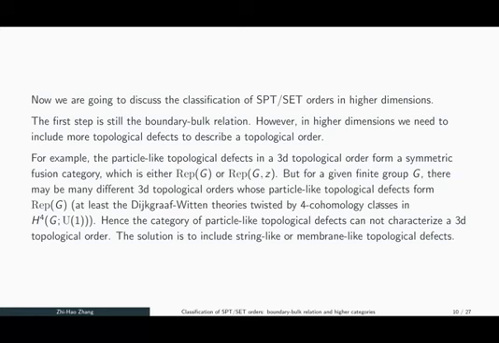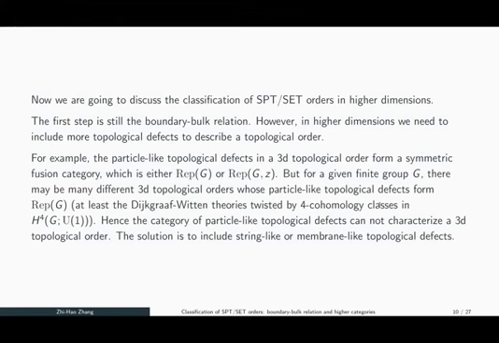And it must be rep-G or rep-GZ by a theorem of Deligne. But for a given finite group G, there may be many different 3D topological orders whose particle-like topological defects form rep-G. At least we know the Dijkgraaf-Witten theories traced by a cohomology class really satisfy this condition. So the particle-like topological defects cannot characterize a 3D topological order. So how do we use defects to characterize topological orders?